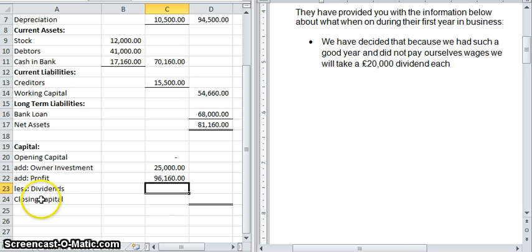Finally, we have something called dividends. So if we look back over here, it says that each of the two owners have decided to give themselves $20,000 in dividends. So this is going to equal 20,000 times 2, which gives us 40,000.